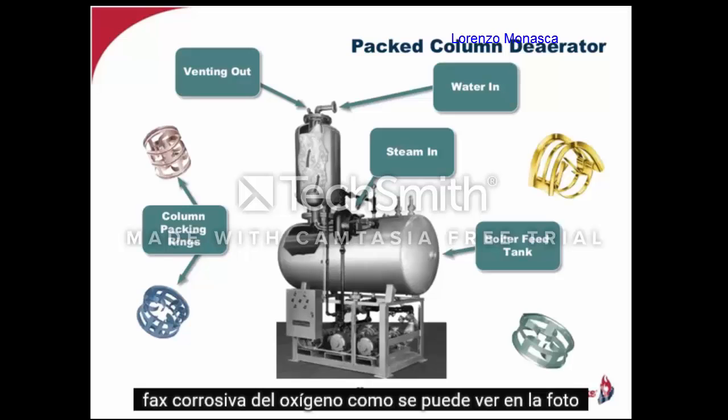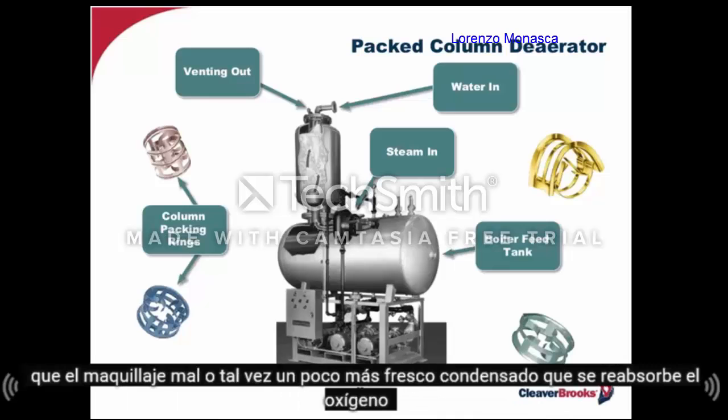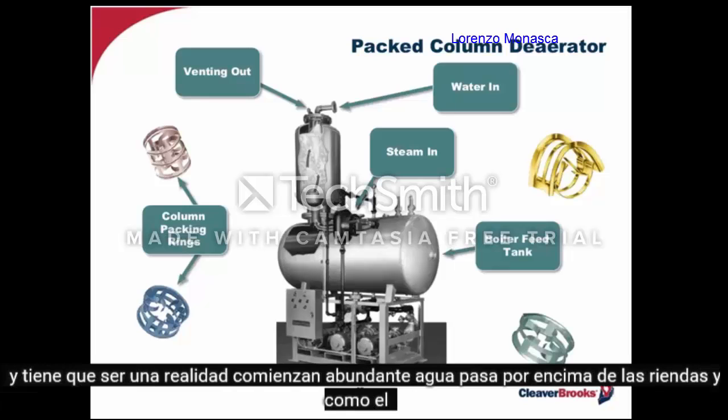Now, as you can see in the picture, regulated steam comes into the tank area and progresses up the column in the opposite direction of the water, agitating over the rings to increase the surface area and subsequent contact with the steam. Now, this water can be either raw makeup or maybe some cooler condensate which has reabsorbed oxygen and needs to be deaerated again.